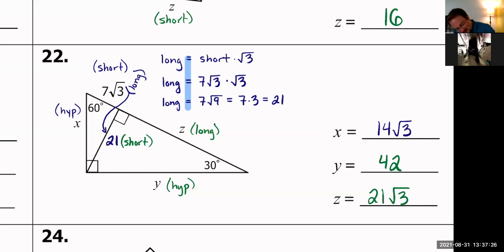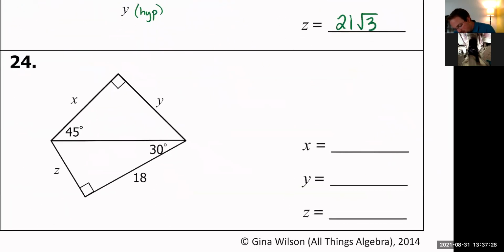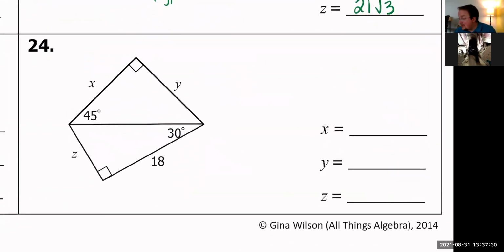So I'm going to jump down now to number 24. So being careful here, it's bringing back both of our special right triangles. So we want to make sure we're careful here. And I'm taking a look at it. I see the 45, 45, 90 on top. And what is alarming about that currently? Which side do I know?